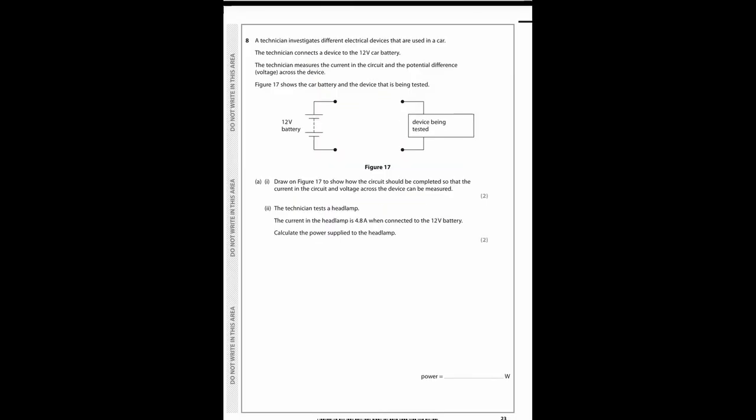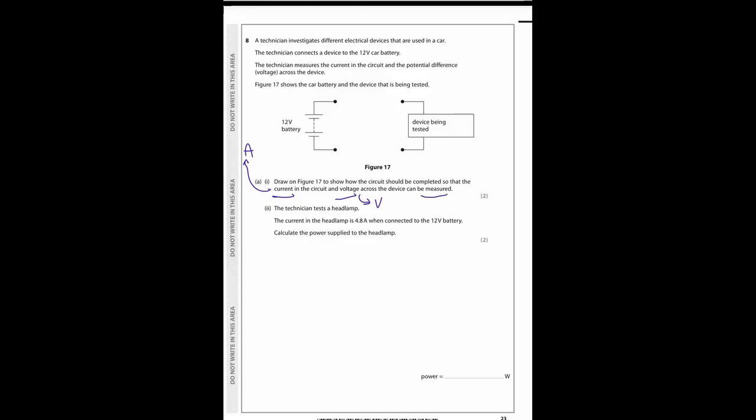Okay, so I can see the topic is electricity. And what is the thing that it's asking me for? So it says draw how it should be completed so that the current in the circuit and the voltage across the device can be measured. So the keywords are obviously going to be current and voltage, and how can I measure it? Well, what's the measuring equipment I'm going to need? I'm going to need an ammeter for the current, and I'm going to need a voltmeter for the voltage.